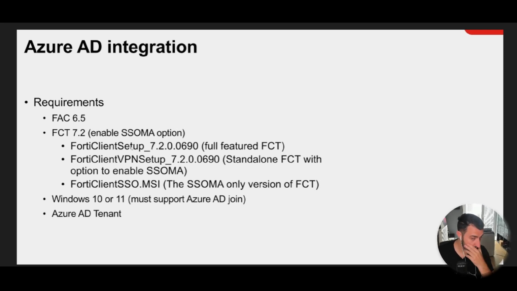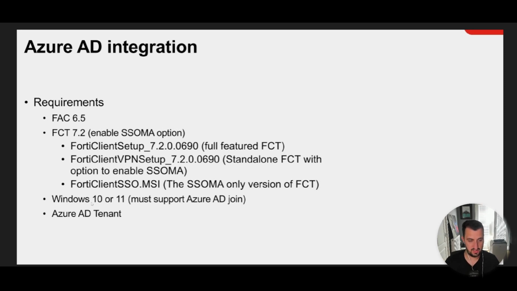Then you have a few options. You have the fully featured FortiClient, which we have with the ZTNA and EPP license. We also can get the standalone FortiClient free version with single sign-on mobility agent enabled. And if we get time, or perhaps in another video, I'd like to do a deployment with just the FortiClient single sign-on agent installed, which is just that, and it has nothing else, no VPN, no ZTNA, no EPP.